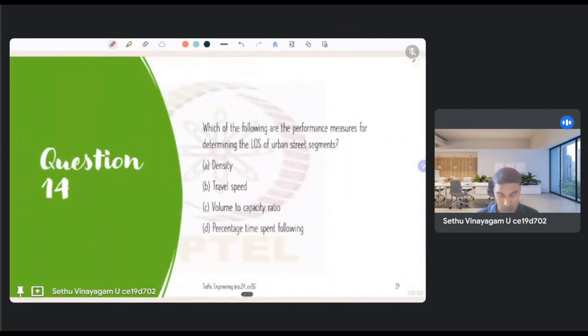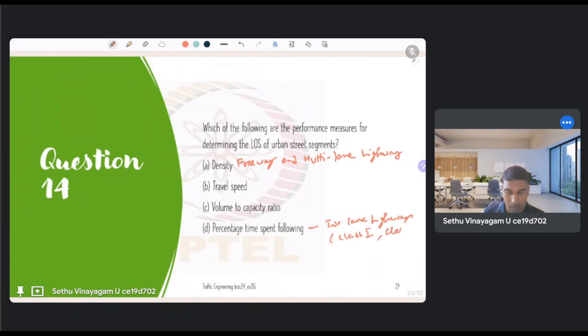Okay, question 14 is, which of the following are the performance measures for determining the LOS of urban street segments? The options are density, travel speed, volume to capacity ratio, and percentage time spent following. So for different roadway facilities, we use different performance measures. Density is used for freeway and multi-lane highway. The percentage time spent following is used for two-lane highways, especially class 1 and class 2.